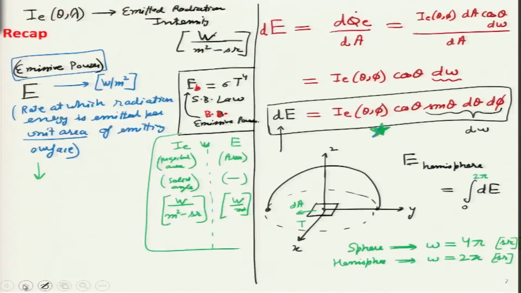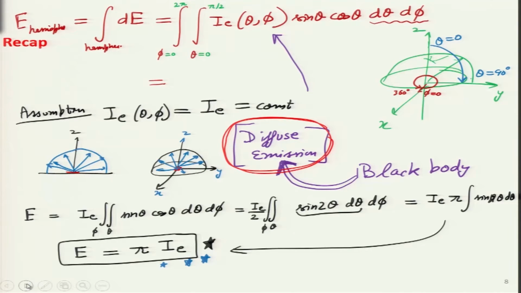Then we went on and did some solved examples as well, and before we did that, we defined the emissive power given by the symbol capital E, which is in the form of watts per meter square, and that is defined by this expression over here. So, if you look at this definition, which is the rate at which radiation energy is emitted per unit area of emitted surface, dq dot divided by dA, it makes sense. The expression turns out with these cos theta and sin theta components. Then we calculated its value for a hemisphere, assuming that I is constant.